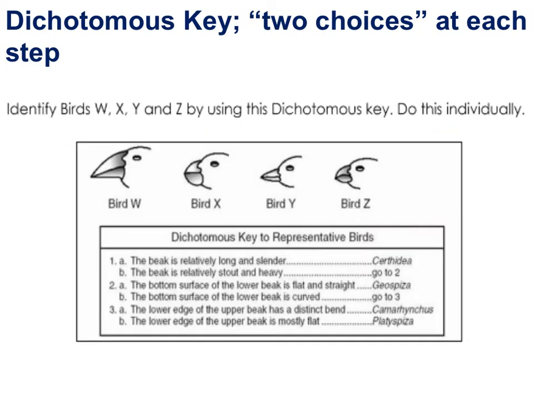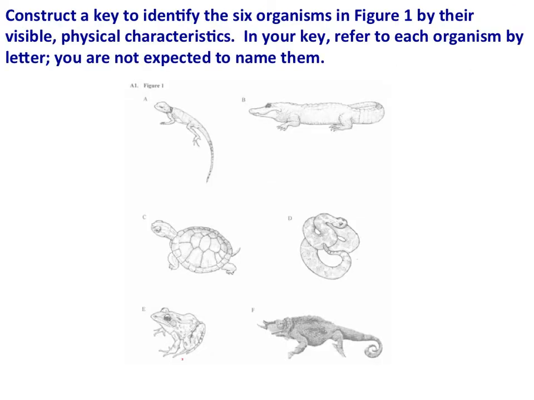Here is a linear dichotomous key. Pay close attention because you need to be able to construct a key. Let's identify organism X. Beak, long, slender, or beak, stout and heavy. Stout, heavy, go to 2. The bottom surface of the lower beak is flat, straight, or the bottom surface of the lower beak is curved. It's curved, go to 3. The lower edge of the upper beak has a distinct bend, or the lower edge of the upper beak is mostly flat. It has a distinct bend. Camarhynchus is our organism.